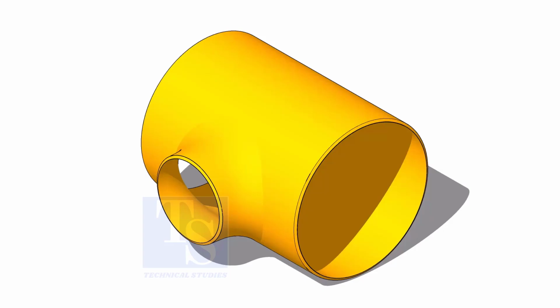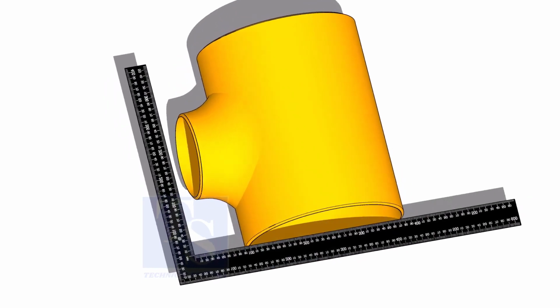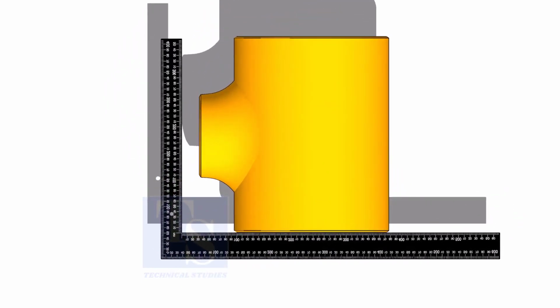Today, I will show you how to mark the centerline of a reducing T. Let us check the squareness of the T.